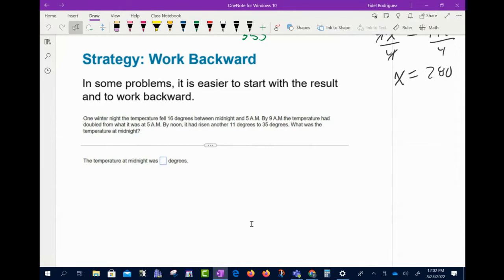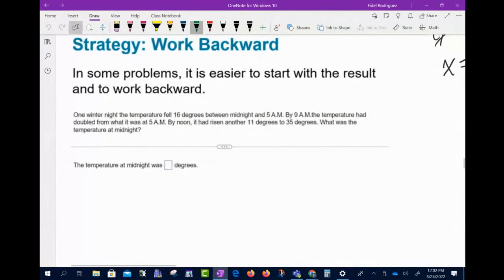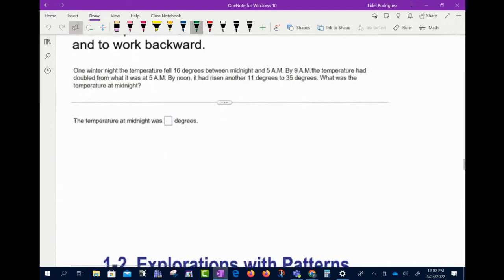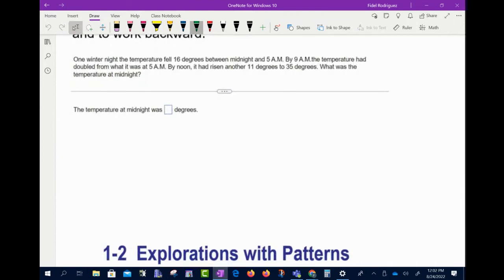So this is the last section from section 1.1. What we were doing in 1.1 was figuring out strategies. How can we solve certain problems? The last strategy here is work backwards. It says in some problems, it's easier to start with the result and then work backwards. So let's take a look. One winter night, the temperature fell 16 degrees between midnight and 5 a.m. By 9 a.m., the temperature had doubled from what it was at 5 a.m. By noon, it had risen another 11 degrees to 35 degrees. What was the temperature at midnight?